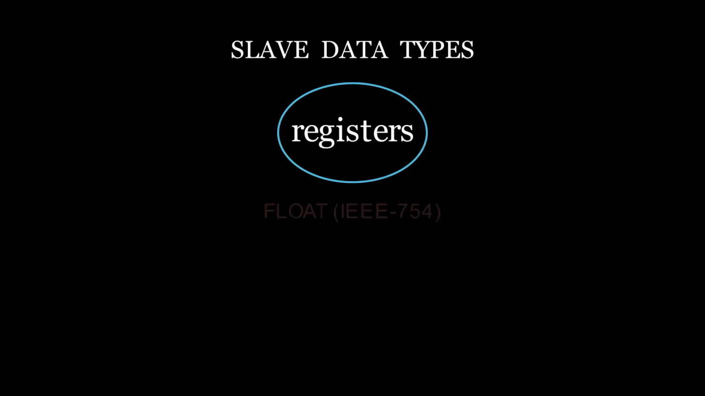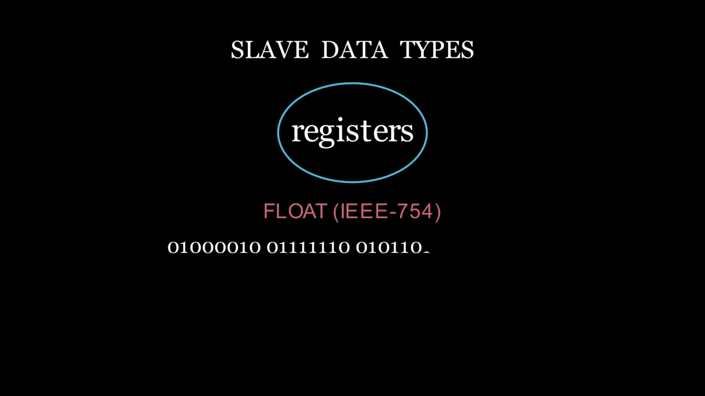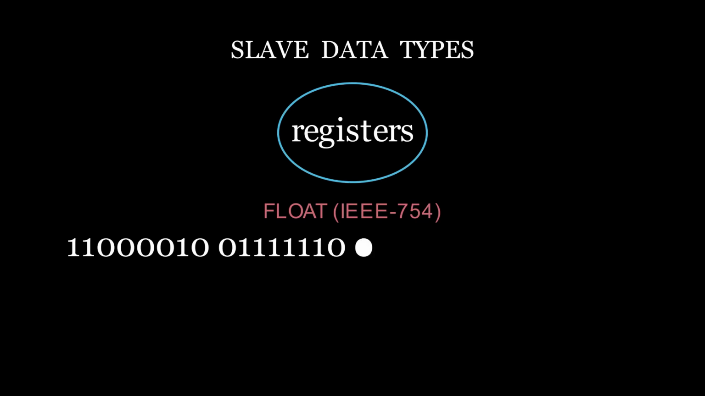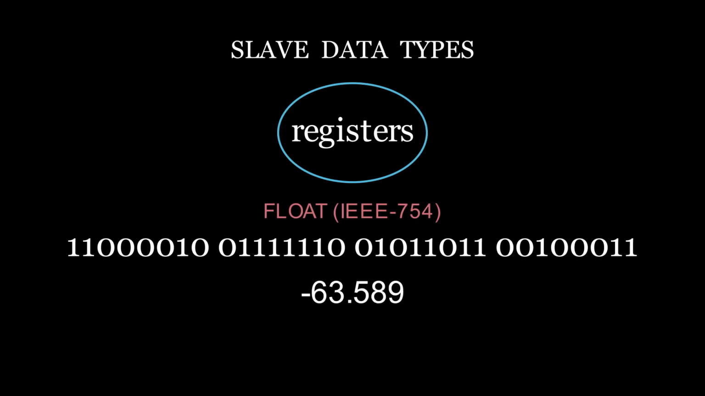Another data type the registers can represent is float. A float value, short for floating point value, is a way of representing real numbers that can contain fractional parts. It is called floating point because the decimal point can float. That is, it can support a very large range of values by adjusting the position of the decimal point. In Modbus RTU, floating point values are typically represented using a pair of 16-bit registers.